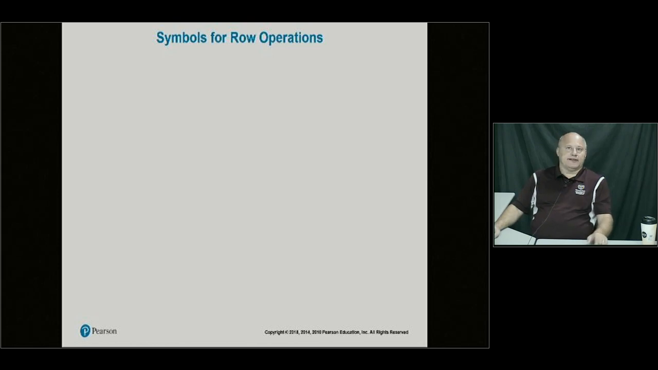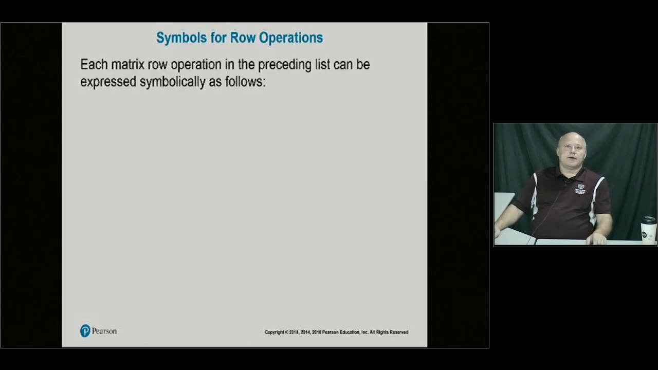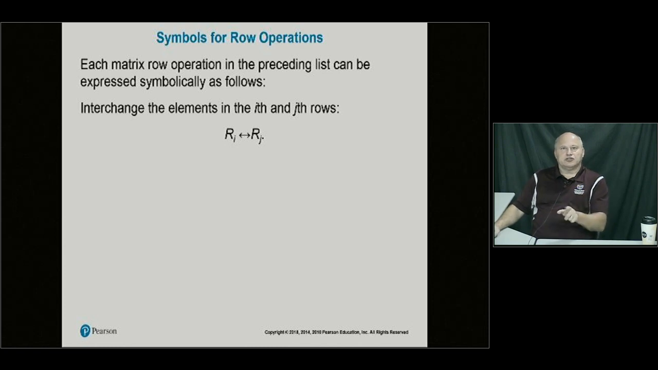All right, symbols for these row operations. So each matrix row operation in the preceding list can be expressed symbolically as follows. If you want to interchange the elements in the ith row and the jth row, you use this notation. Ri with a double arrow back and forth, Rj. So if you have, for example, R1 with this little double arrow symbol and R2, you would interchange the first row and the second row. What you're doing is you're looking at the augmented matrix and you're taking the first row, putting it in the second row, taking the second row and putting it into the first row.